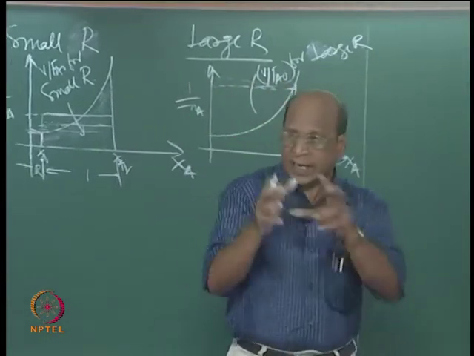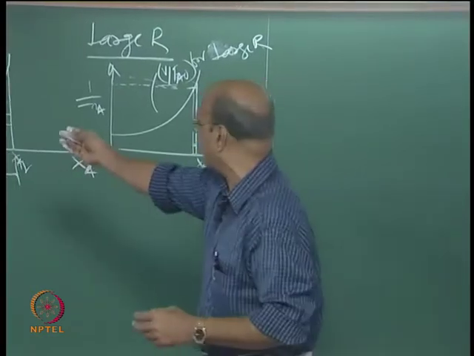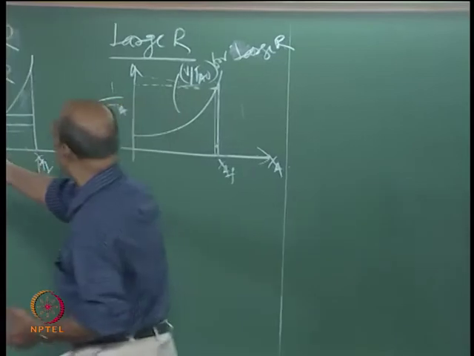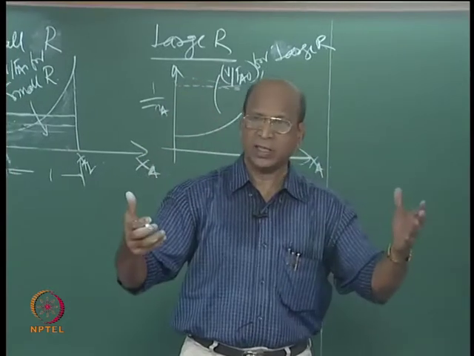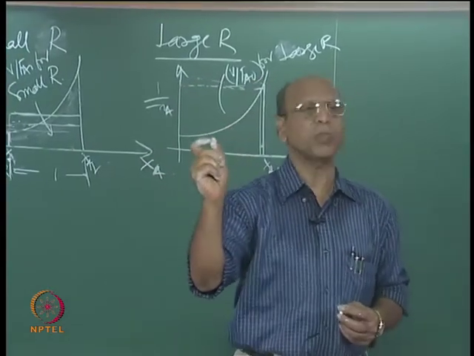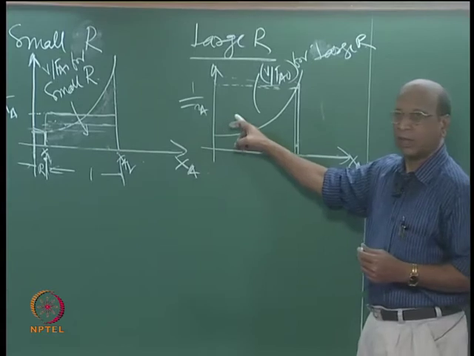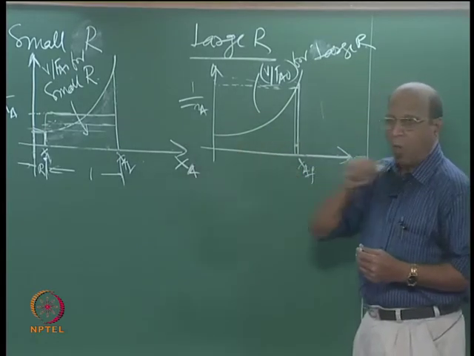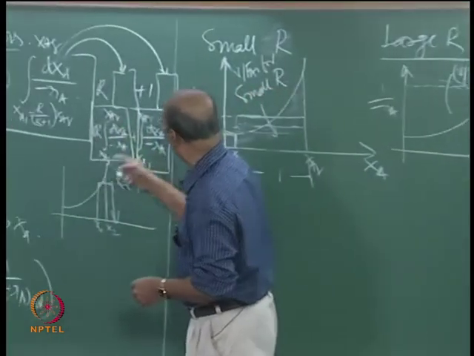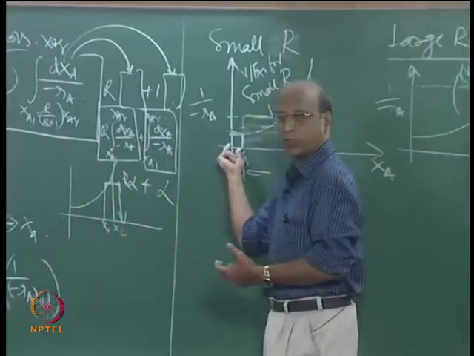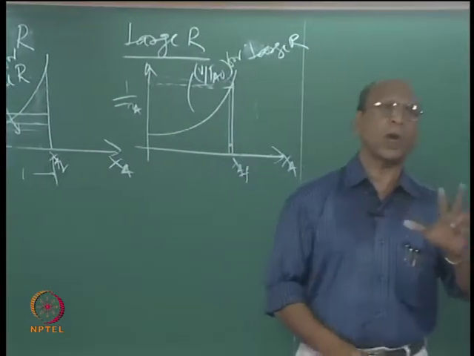Okay? This entire design expression, because of intermediate mixing, has two components. One is the R component, which represents mixing, and one is this component, which represents plug flow. When R is very, very large, then the plug flow component becomes very small. So that is why the area under the curve will be a rectangular area. When R is very small, this part will become 0, very small, and the rest is the area. So please remember these two components.